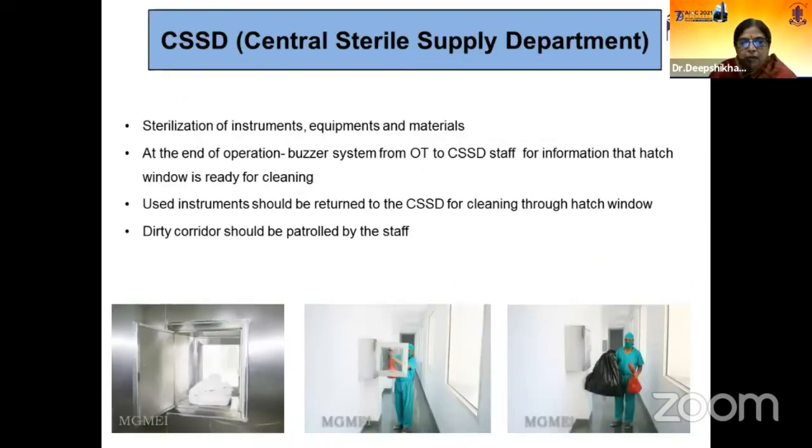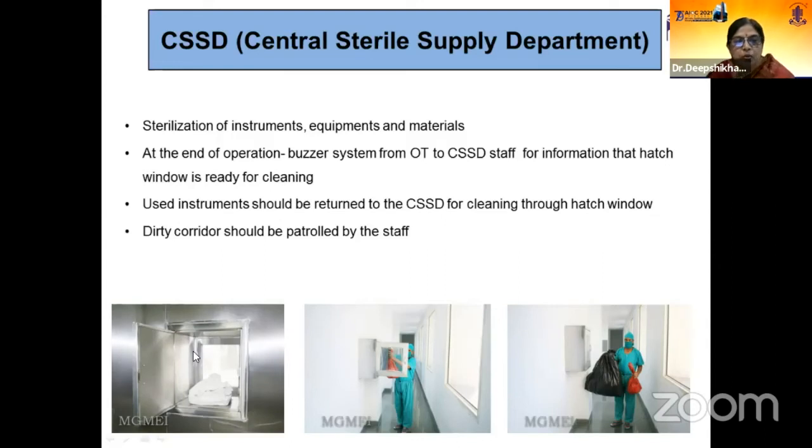In the central sterile services department, the instruments, equipment, and material are sterilized. At the end of the operation, a buzzer system from the operation theater informs the CSSD staff that the hatch window is ready for cleaning. So this is the hatch window.